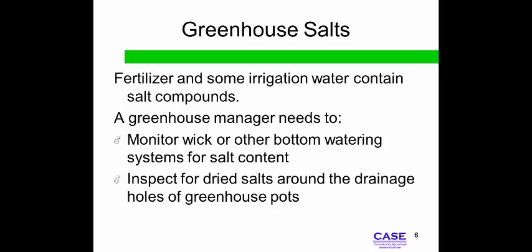With a good overhead watering system, salts are continually flushed through the pots. As a result, you will find fine, white crushed crystals around the drain holes of many hanging pots.